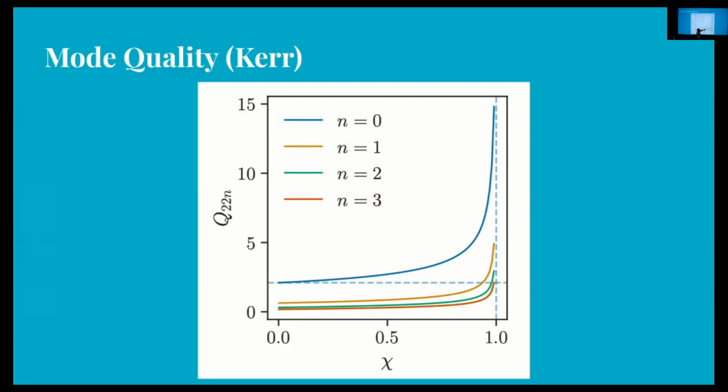If you make the spin really high, again, this sort of diverges quasi-logarithmically because of what's happening to the damping rates. If you make the spin really high, you can get long-lived modes. But that's not an astrophysical situation.